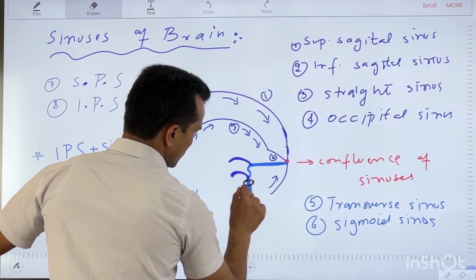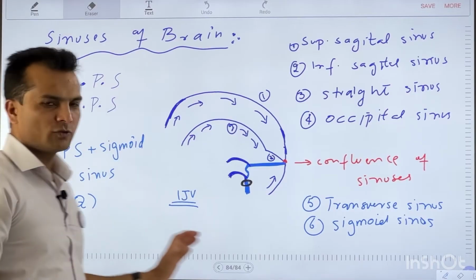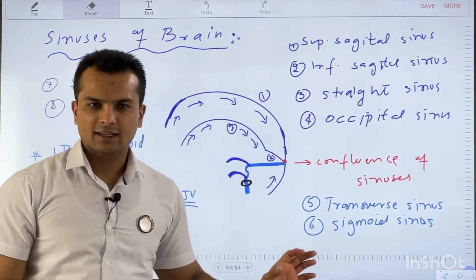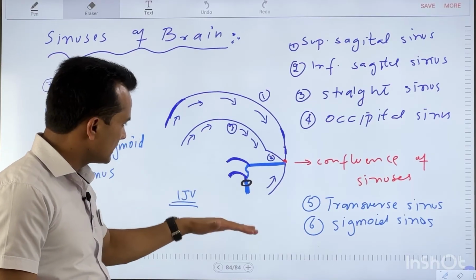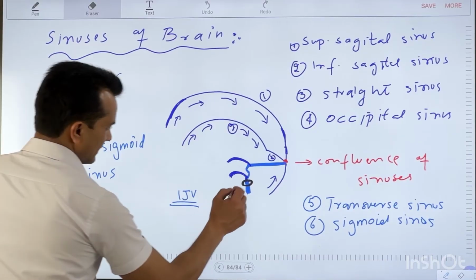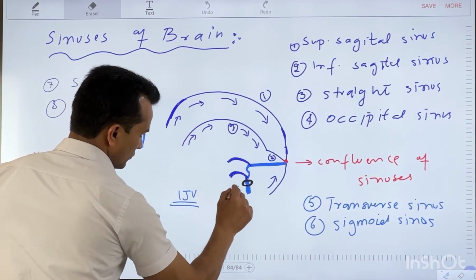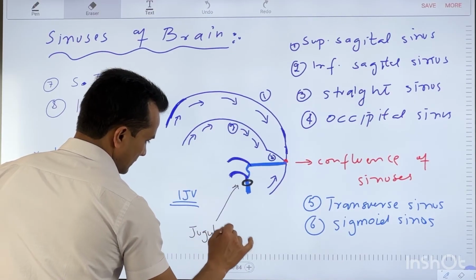Yes, you remember about this opening, that through the jugular foramen there is the glossopharyngeal nerve also, the vagus nerve also, and then the sigmoid sinus and inferior petrosal sinus exit the jugular foramen, and now it continues as the internal jugular vein. So this is your jugular foramen.